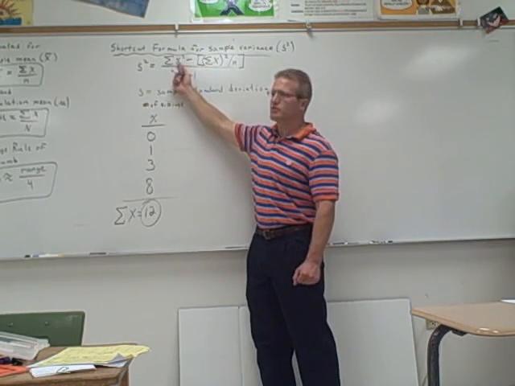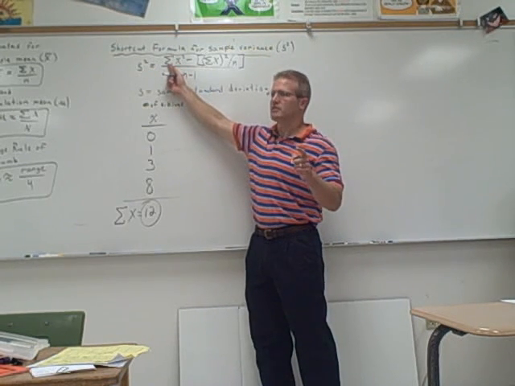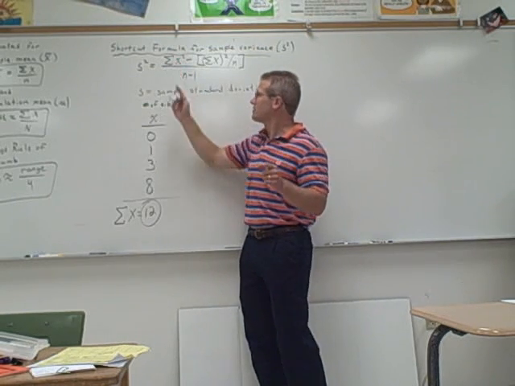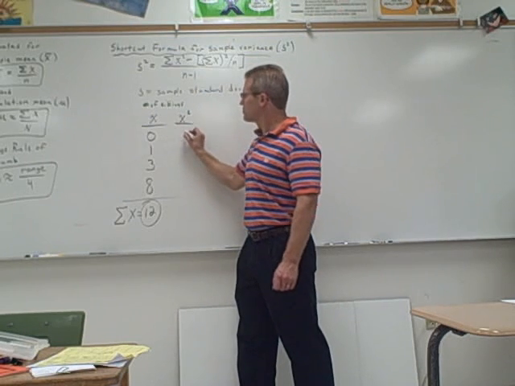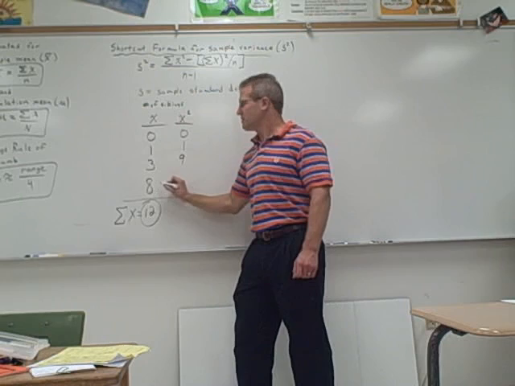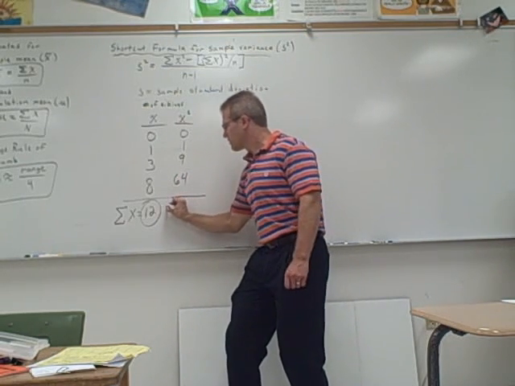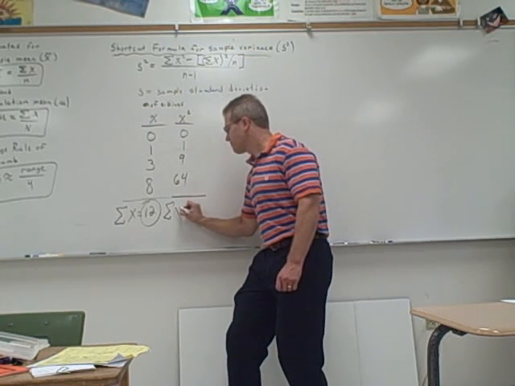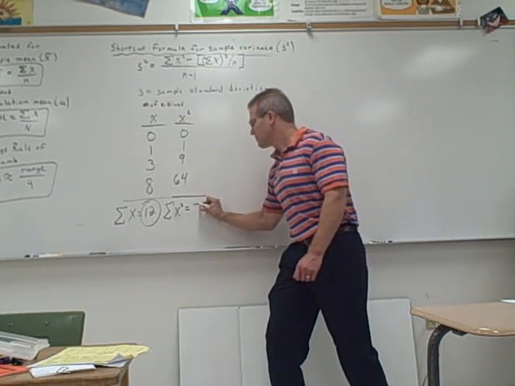What does this tell us to do? Square the x's and then what? Then add them together. That's what that is. So square them and then you add them together. So these will be my x squareds here. 0 squared is 0, 1 squared is 1, 3 squared is 9, 8 squared, 8 times 8, 64. Add those together. That'll be the sum of the x squareds. What's that, 74?